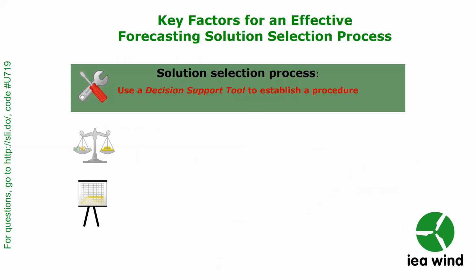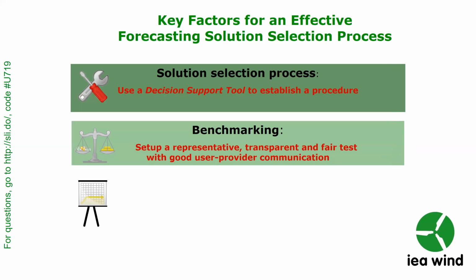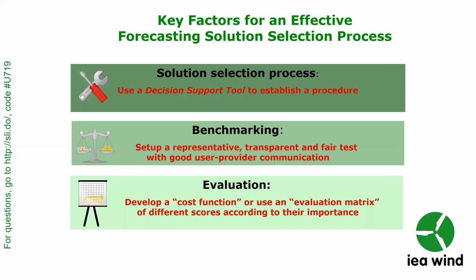This summarizes the key factors for an effective forecasting solution. As Corinna mentioned, there should be a decision support tool to organize the solution formulation process. Then the next step is in the benchmarking, where we want to have a representative, transparent, and fair test with good user-provided communication. And finally, the evaluation should be designed to be relevant to the application. So a cost function ideally, but certainly evaluation metrics of different scores according to their importance to the application.